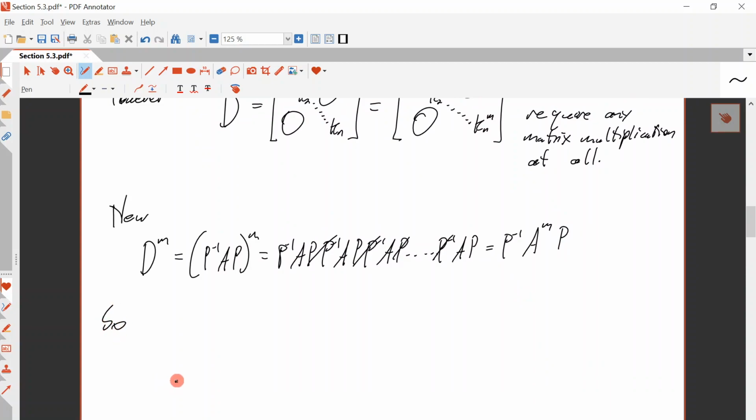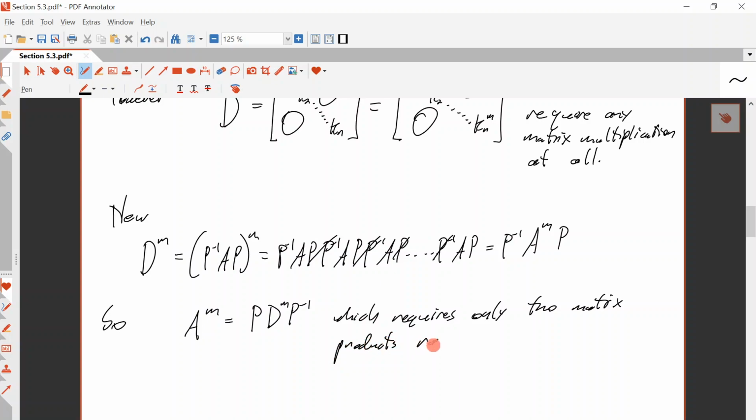Right? So A to the M is equal to P D to the M P inverse, which requires only two matrix products rather than M matrix products.